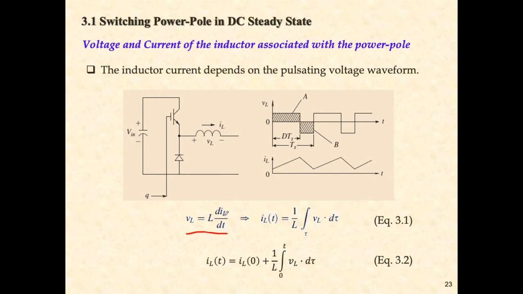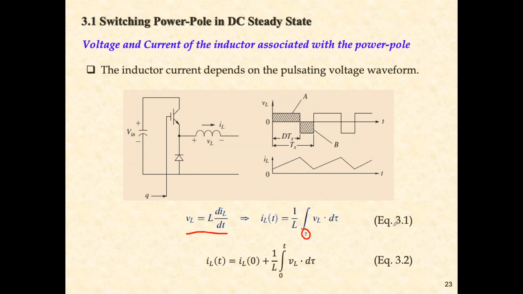It is because here the IL, the inductor current, changes against time. So we have the term dIL over dt. Then we can do integration for both sides and rearrange the terms. We will have equation 3.1. And here we have the tau. Tau refers to the period.